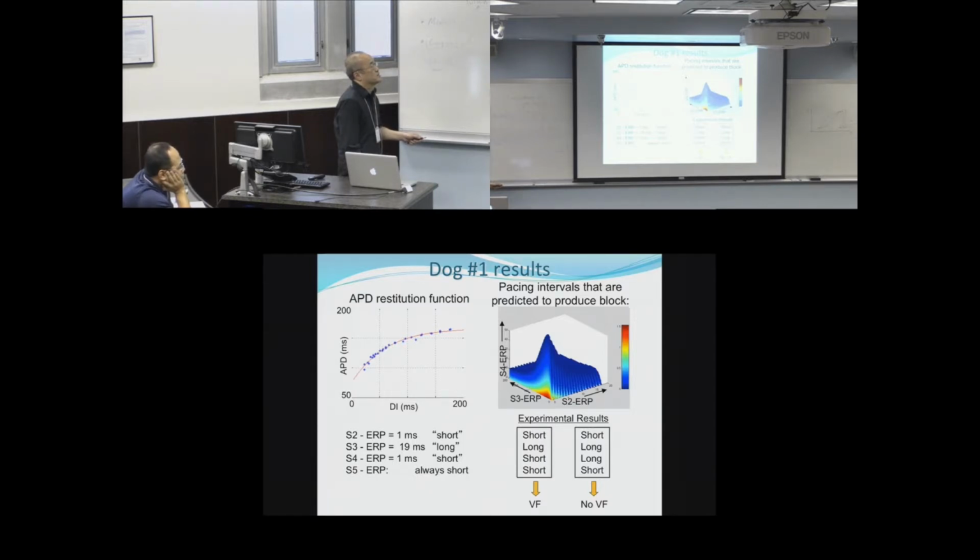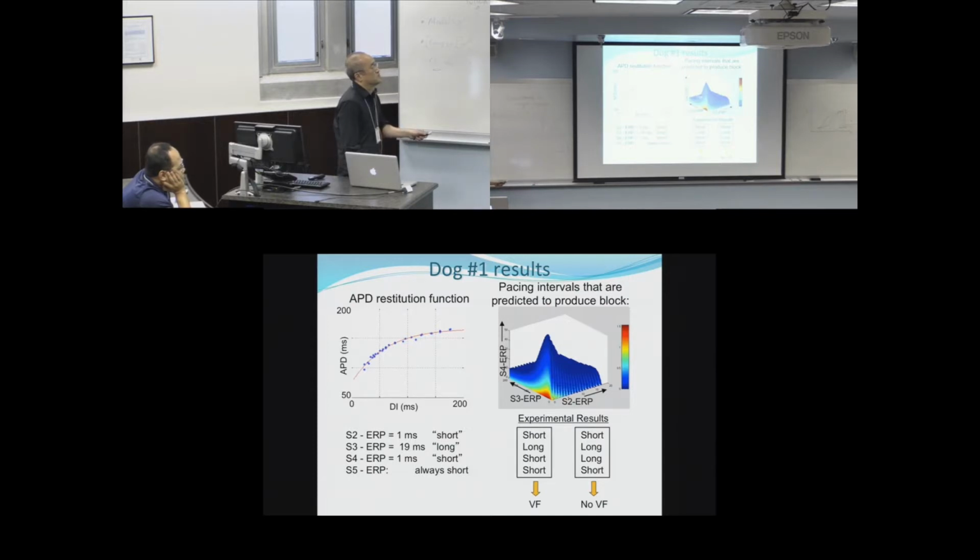So the most likely place to have block is right here in this red region. The color, by the way, is the fourth dimension, and you can see the other three dimensions. So this red region here corresponds to short, long, short, short. This is the first premature axis, the second one, the third one, and the color is the fourth one. So this location here corresponds to 1 millisecond for the first diastolic interval, 19 for the second, 1 for the third, and then the fourth one is always short.